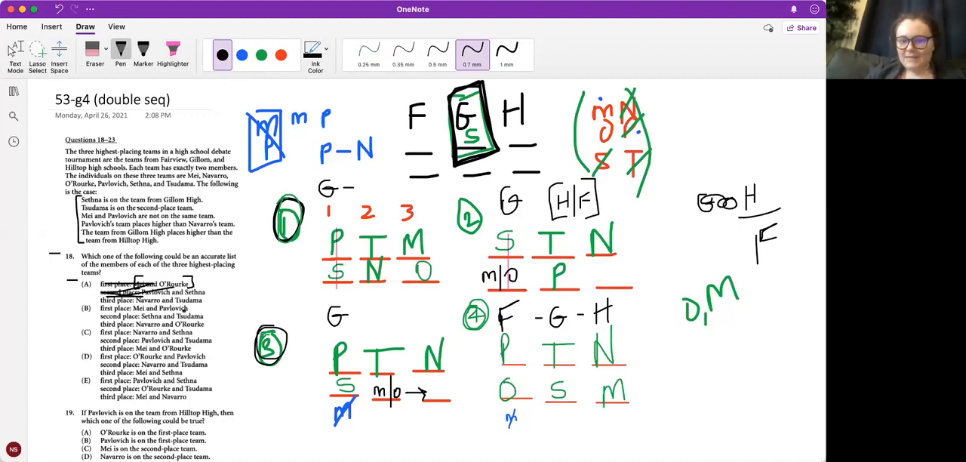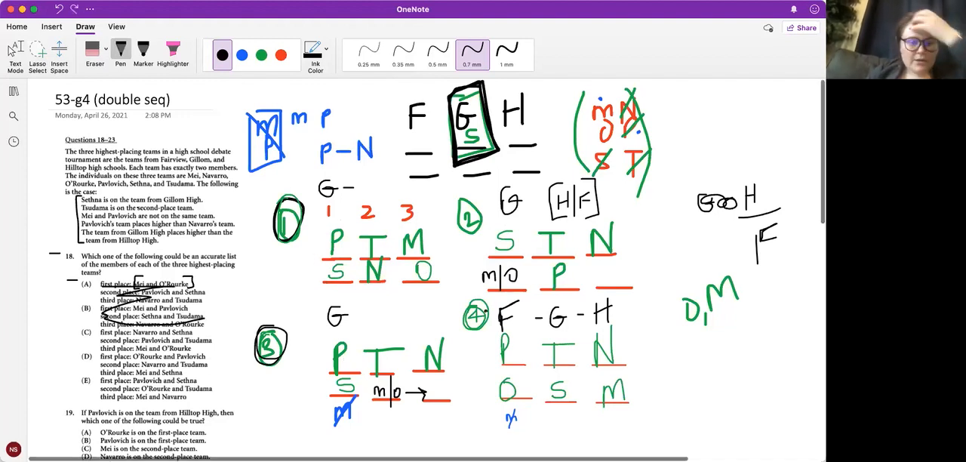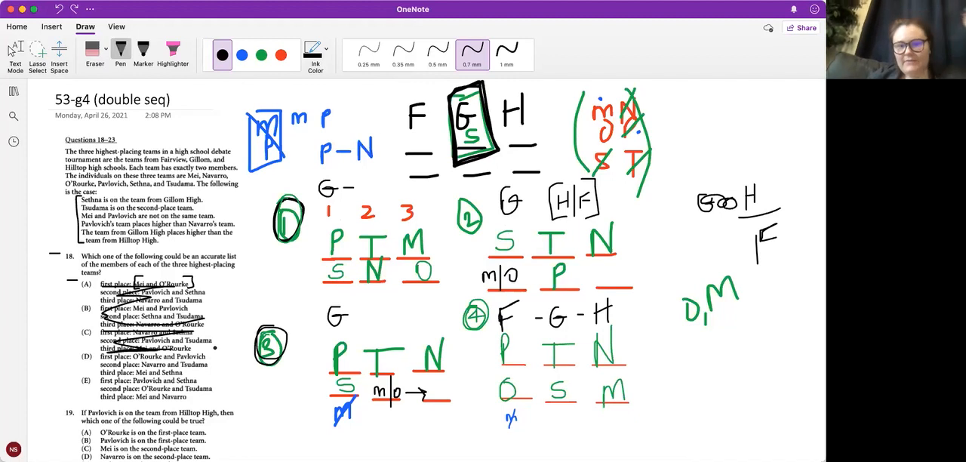B, do we ever have M and P together? Nope, nope, nope, and nope. So I crossed that one off. Do we ever have N and S together, in our worlds ever in first place? No. Do we ever have O and P together? Yeah. So I looked at this. I actually paid attention to this one, and I was like, all right, we have O and P here. That's good. But then second place is N and T. Do we have N and T here? No. So that one's wrong.